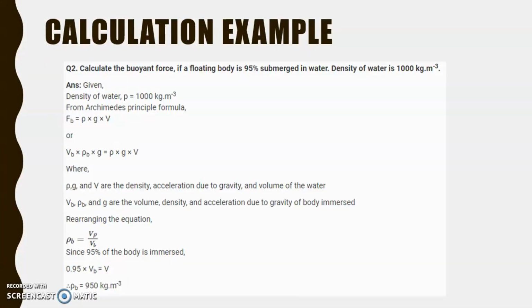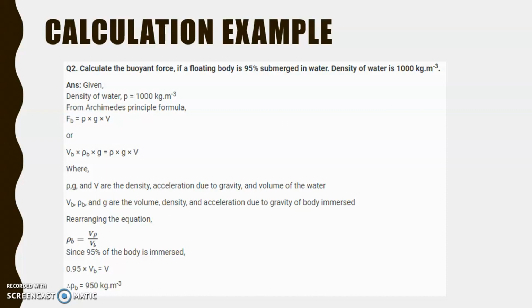Next example, calculate the buoyant force if a floating body is 95% submerged in water and the density of water is 1000 kg per meter cube. Given density of water rho equals 1000 kg per meter cube, from the Archimedes principle formula, buoyant force equals rho GV. We can derive it into two parts. VB times rho B times G equals rho GV. Rho, G, V are the density, acceleration due to gravity, and volume of the water respectively. VB, rho B, and G are the volume, density, and acceleration due to gravity of the body immersed.